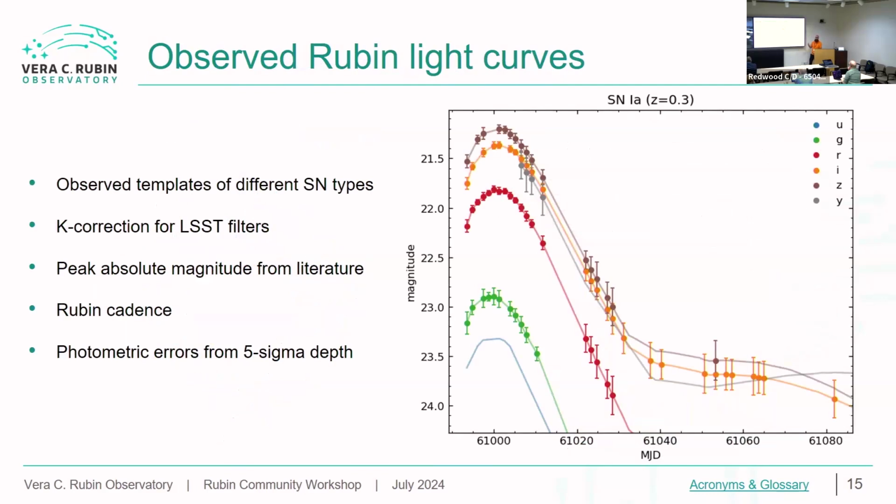You get information of the photometric error from the OPSIM, and you can get something like this. This is an example of a type 1a supernova at a redshift 0.3, as it should be observed by Rubin. So you can simulate tons of these sources, and now you want to understand how to put them together to measure the rate.